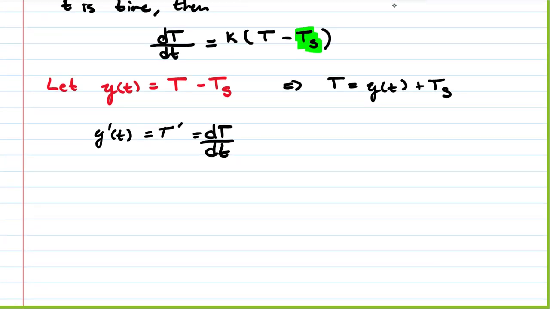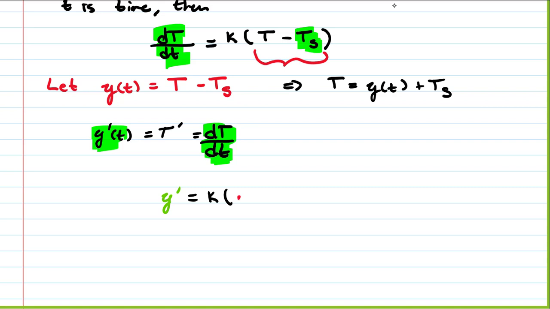So now, if we substitute all of this into the original equation, we're going to end up with y prime is equal to k times, and we have that T minus T sub s. Well, what is that the same as? Well, that's going to be just y, right? This is the original problem that we started with, right? y prime is equal to ky.